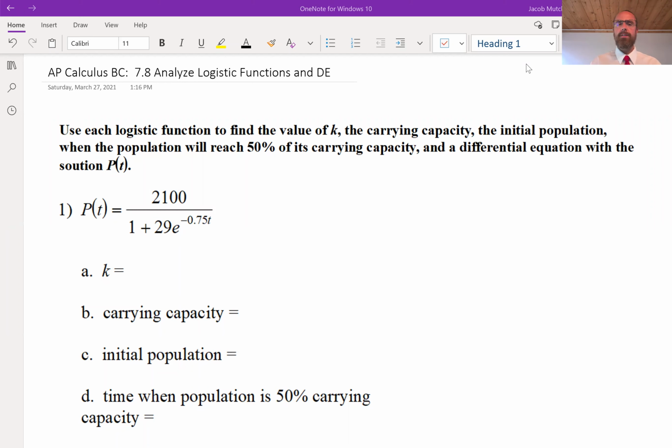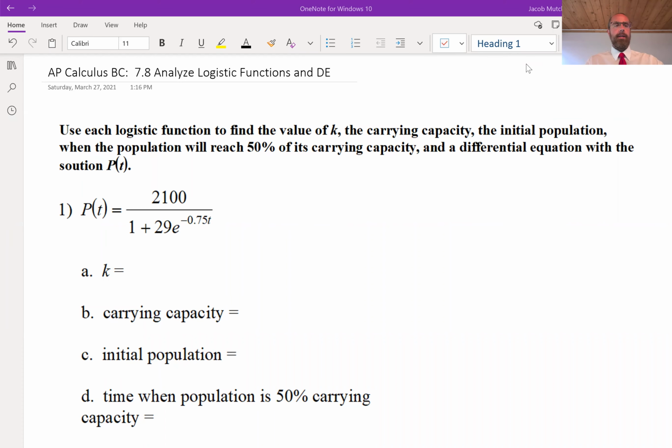We want to analyze this logistic function for four items. I want to find the k value, which if you recall for a logistic function is the growth rate. I also want to find the carrying capacity, which is often called the a value in a logistic function, the initial population, so that we'll need to consider when time equals 0, and then the time when the population is at 50% carrying capacity.